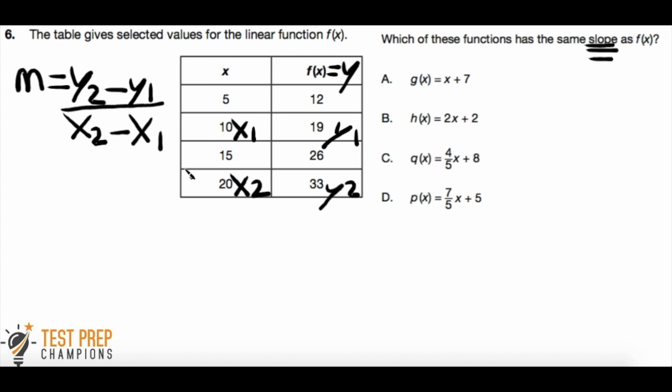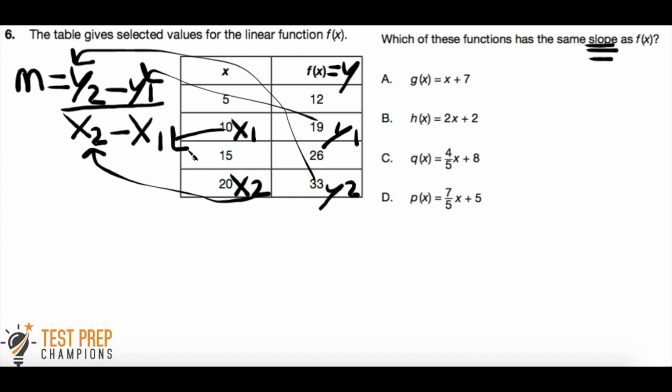And so now we're just going to substitute these values into the equation. All right, so where we see y2 in the equation, we're going to substitute 33 in. And where we see y1, we're going to substitute 19 in. And where we see x2, we're going to put 20 in. And then where we see x1, we're going to put 10 in.